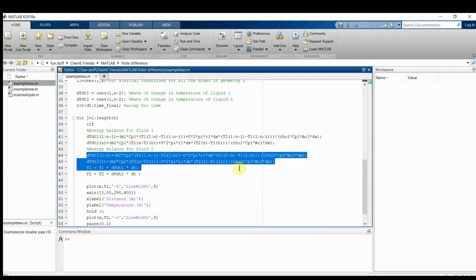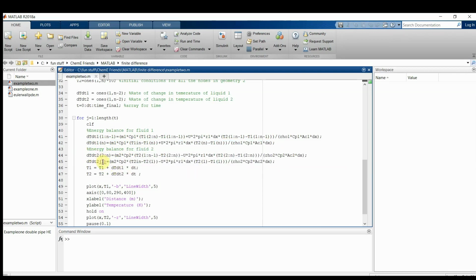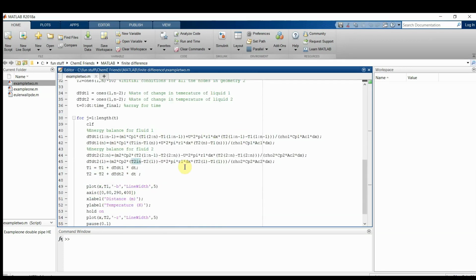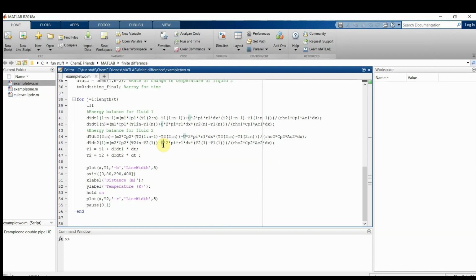And similarly, for the hot side fluid, we will write a generalized equation for node number 2 to n, whereas we have a boundary condition for node number 1, right? So we have the boundary condition T2n, which is equal to 363 Kelvin, and this is what will be substituted here. So the inlet and the outlet of the tube side and the shell side fluid will remain constant as such, but it will change as it enters into the double pipe heat exchanger.